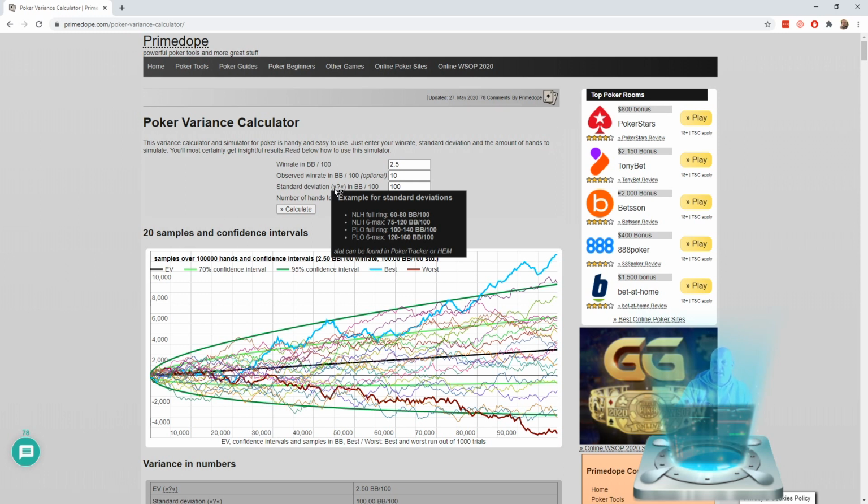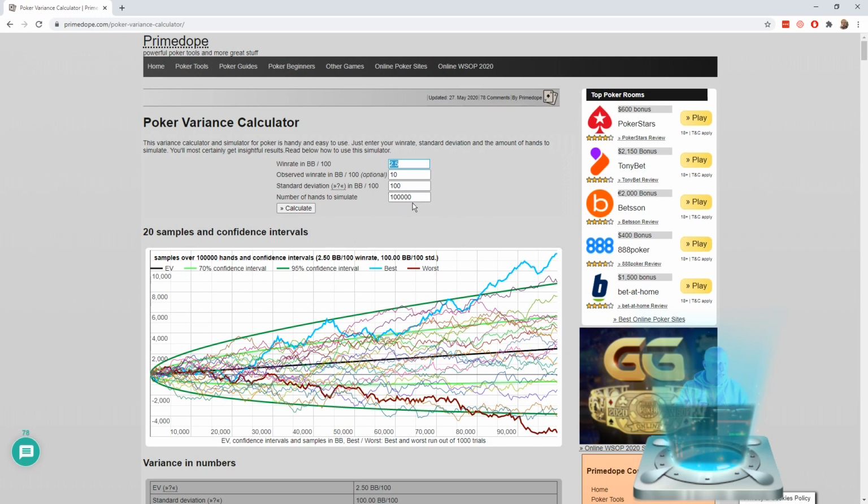Well, if you're a passive player, that's true. If you're a bit aggressive in modern PLO, where the aggressiveness has gone up from the days that these numbers were fetched, then 170. But you can see your number and put it here. And then the number of hands, and then when we calculate, we get this messy graph. I will show you what it is. Let's say we are a 5 BB per 100 winner. We are not crushing the stakes. We are not the end boss. But we make a decent amount. And our standard deviation is 170. And let's play for 50,000 hands.